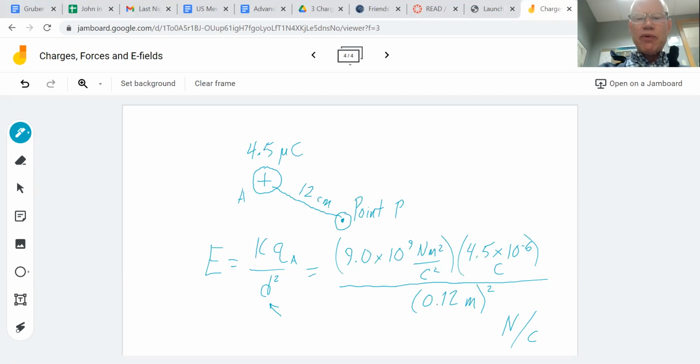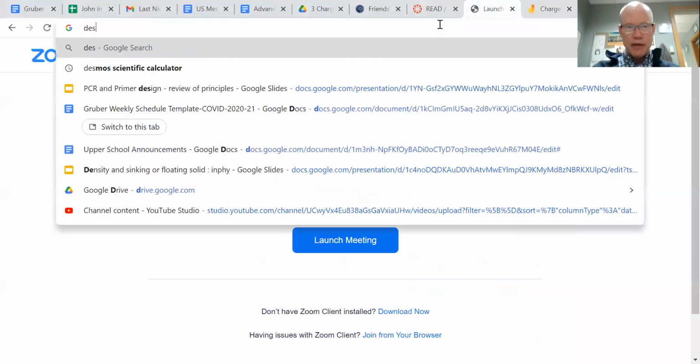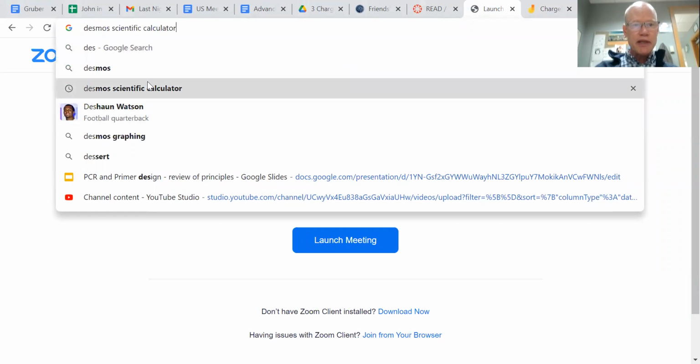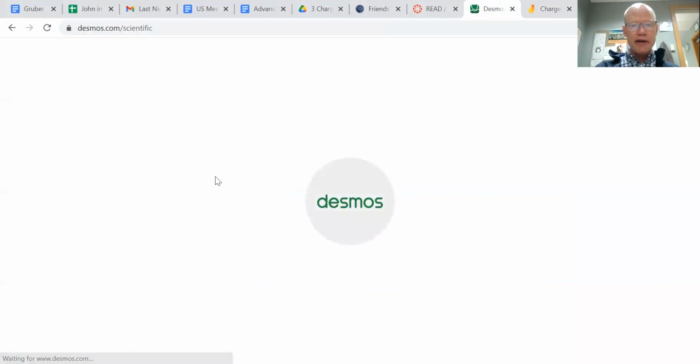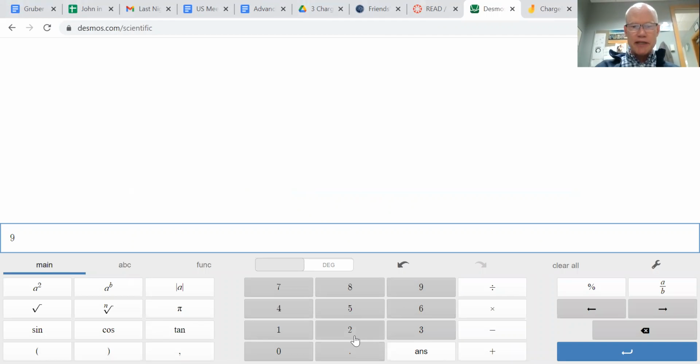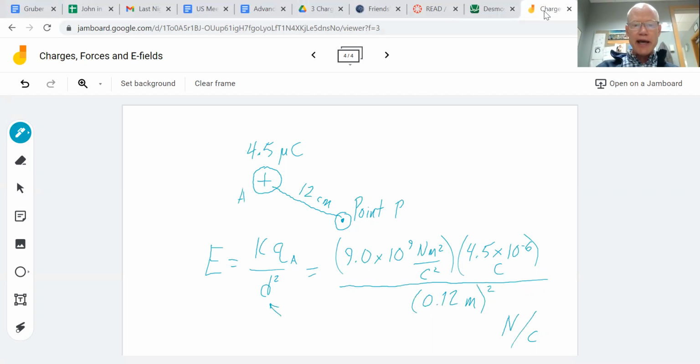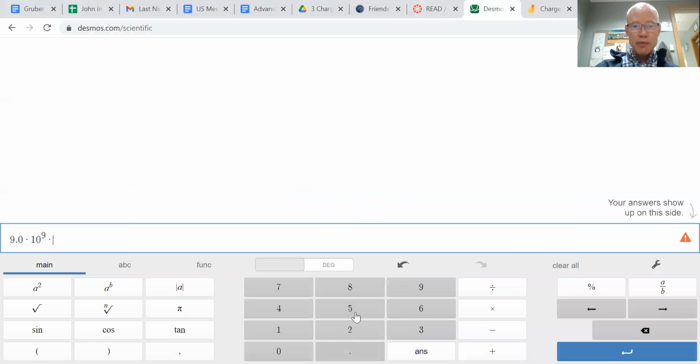So let's actually throw this into the Desmos calculator and make sure that we can get the calculator to run the numbers that we want. We'll do Desmos Scientific, and I'll just actually put those things in. So here's our calculator. I'm going to say 9.0 times 10 raised to the power of 9. There's 9 times 10 to the 9th. Times my charge. And my charge, Q_A, is 4.5 times 10 raised to the power of minus 6.